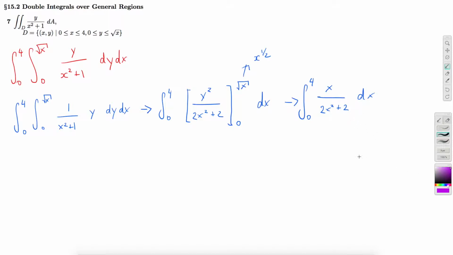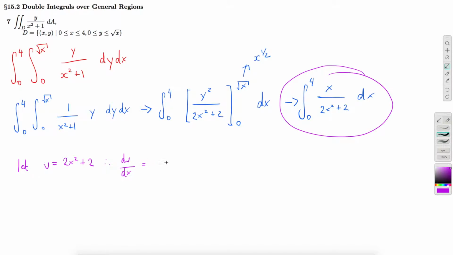Now this is where you screwed up before. You just did the same thing. You made this x squared and then times the denominator by 2. But you can't do that because you have an x in the bottom as well. So what you have to do is say, let u equal 2x squared plus 2, in which case du dx equals 4x, and that 2 goes away. Therefore, dx equals du over 4x.